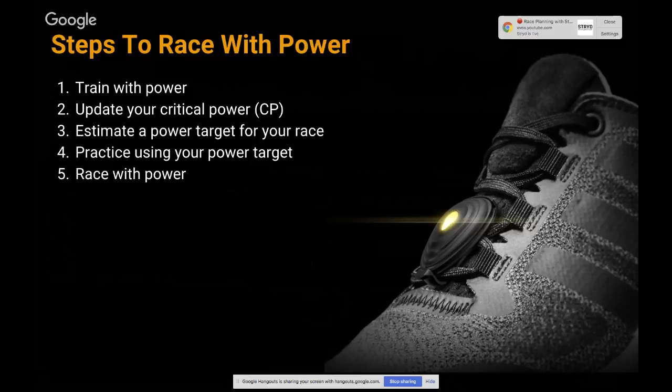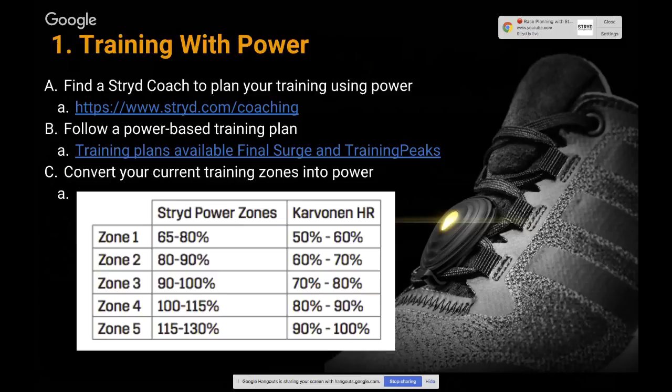And then the next concept we're going to cover is estimating the power target for your race. Once you perform that performance baseline test, we're going to have a pretty good idea of what power you can hold throughout the entire race. And then the final two are essentially getting ready for the race: practicing, dialing in on that intensity, and then going out on race day and doing it.